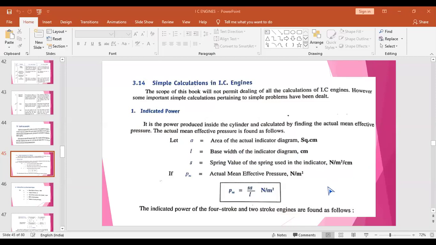Say, all of you observe here, everything is in meter and centimeter.